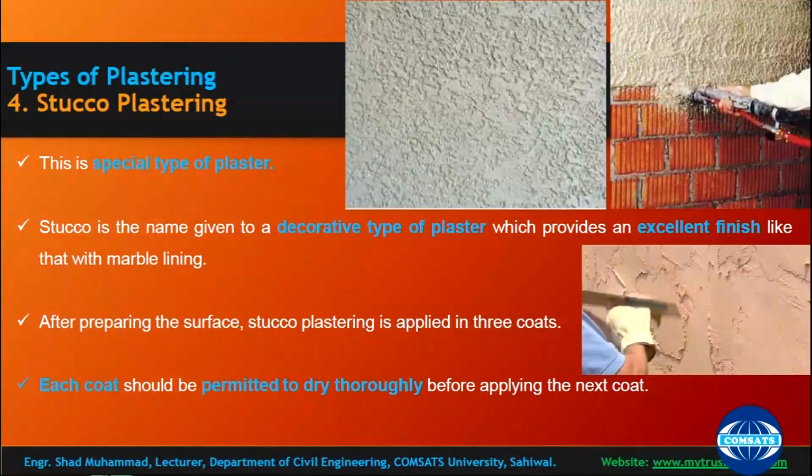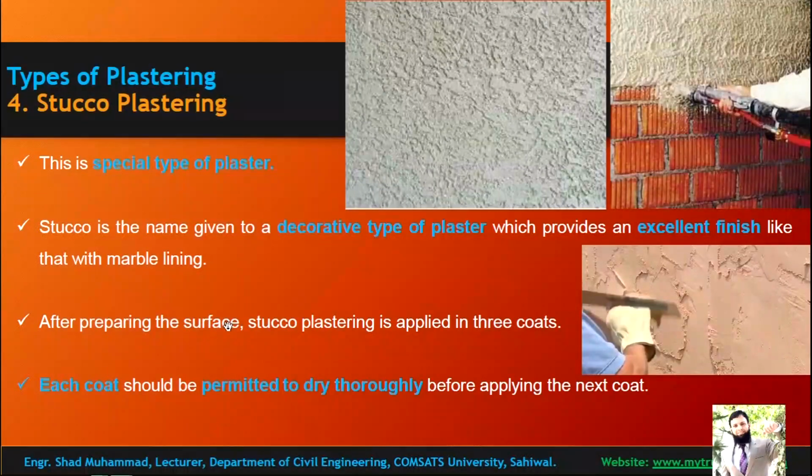Stucco plastering. This is a special type of plastering. You can see the different shades and different designs of the plastering. Stucco is the given name for decorative type of plastering, which is an excellent finish like that with the marble lining.